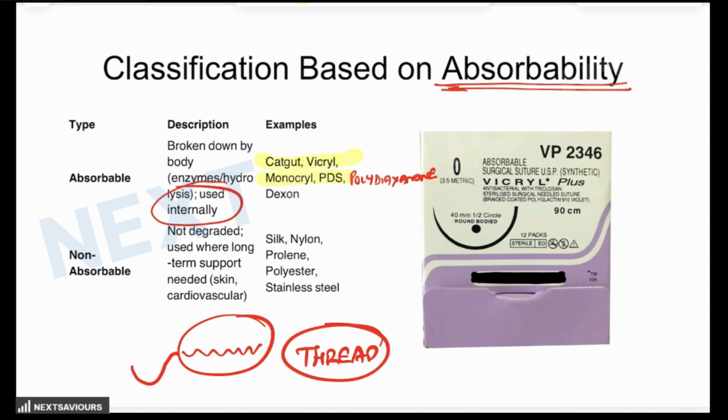On the other hand, non-absorbable sutures are used when long-term strength or long-term support is needed, like in case of the skin, tendons, and vessels. Examples for the non-absorbable sutures are silk, nylon, proline, polyester, and in some cases, like when you are suturing a tendon to the bone, stainless steel threads can also be used. So that is the classification of a thread on the basis of their absorbable nature.